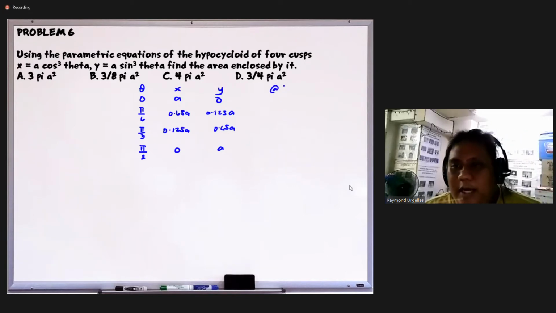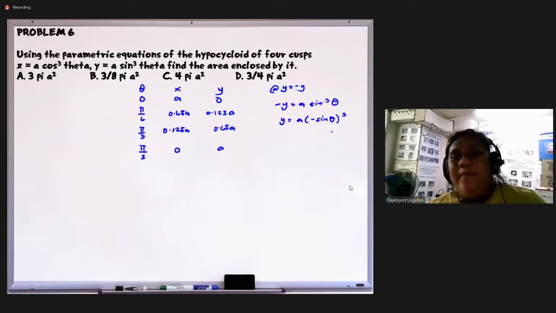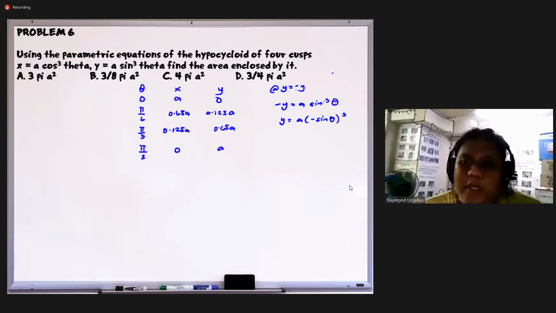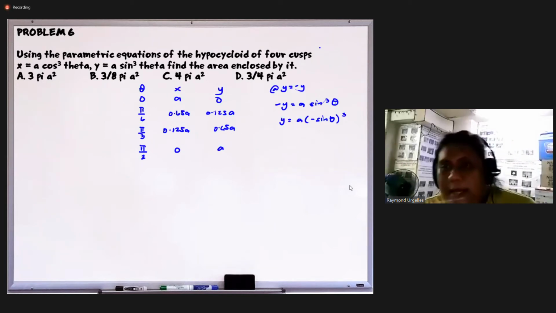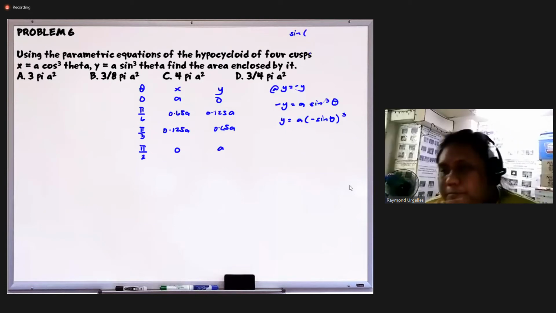Ang gagawin natin ay una, papalitan ko muna yung y ng negative y. Okay? Pag ginawa natin yan, we have negative y is equal to a, then sine cubed of theta. So then we can write this as y is equal to a, then this is negative sine theta raised to the third power. Diba? Kasi this will give us a negative sign, so pwede siyang malipat dun sa y. And meron tayong identity, diba? So na, okay? So we have sine of, okay?